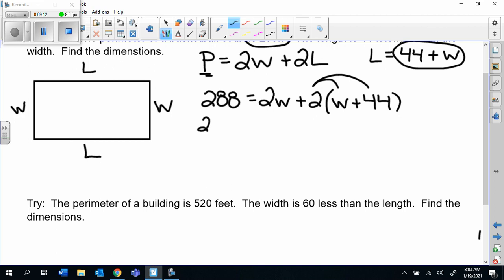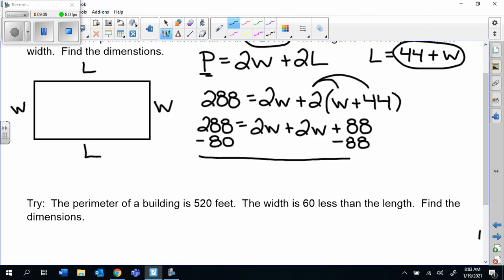So I'm going to have 288 equals 2W, this part coming straight down, plus this 2W, plus 2 times 44 is 88. Just to save room, I'm going to do 2 steps in one. I'm going to take that over to the other side because I know that needs to move over. And when I draw my line, I know that these 2 pieces are like terms. So 288 minus 88 is 200. And then 2W plus 2W is 4W.